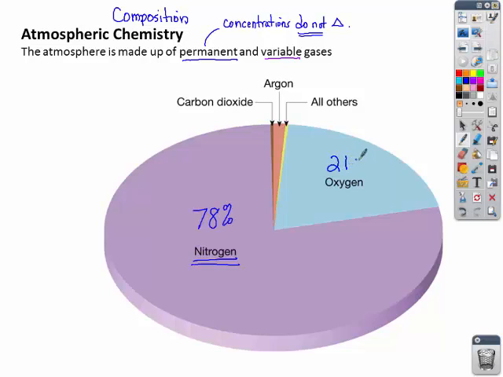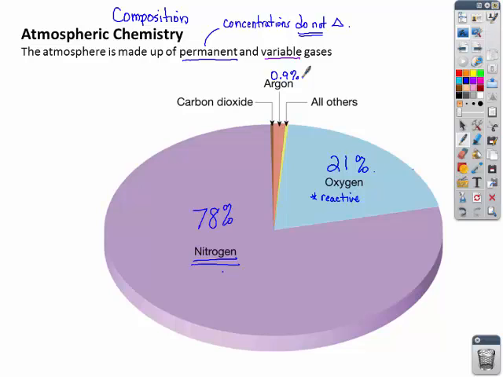Oxygen is a second permanent gas. About 21% of our atmosphere is oxygen. You should know that oxygen is reactive; it causes rust, and it cycles through the atmosphere, as does nitrogen. And argon is about 0.9% of our atmosphere. Those are the three permanent gases.